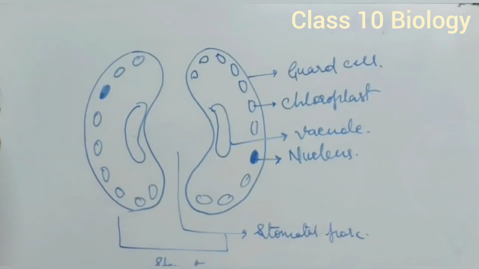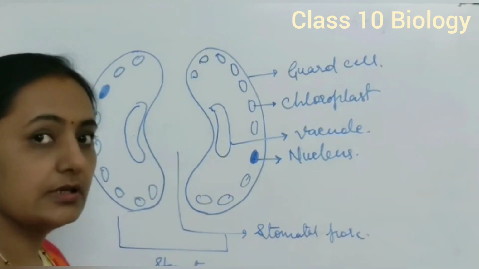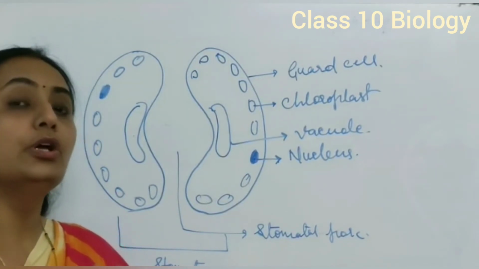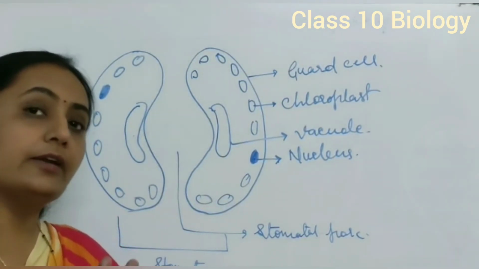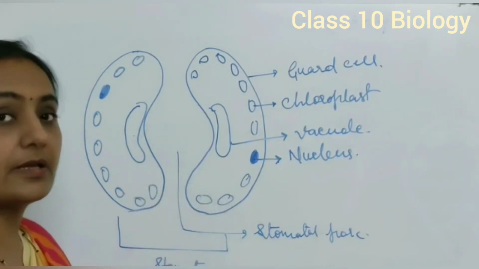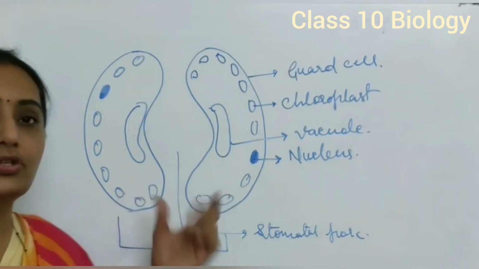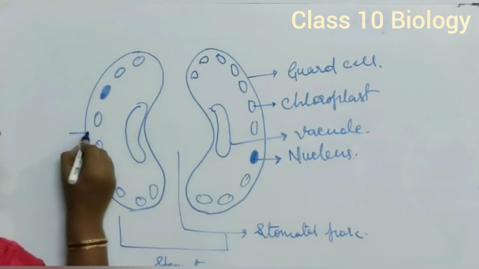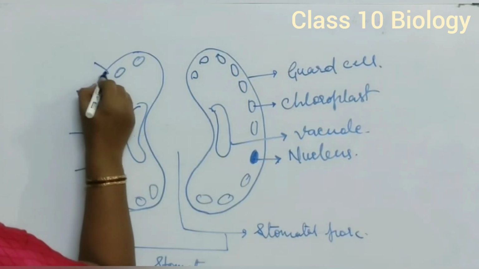Now here, what is the mechanism of stomata? How do stomata open and get closed? Because stomata never remain open throughout the time. Sometimes they remain open, sometimes they remain closed. So how does it happen? Because of accumulation of water, as soon as water enters the cell by the process of diffusion.